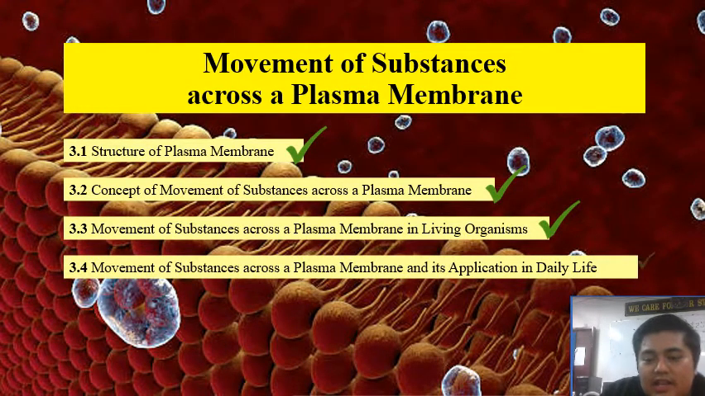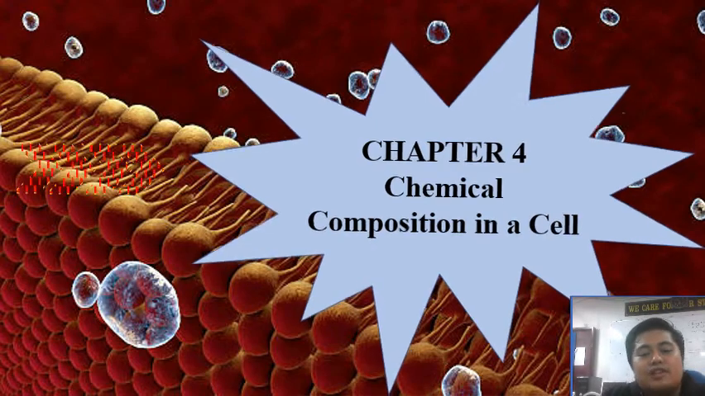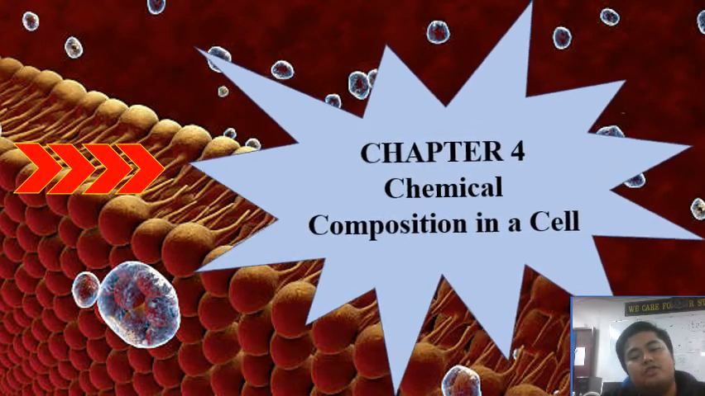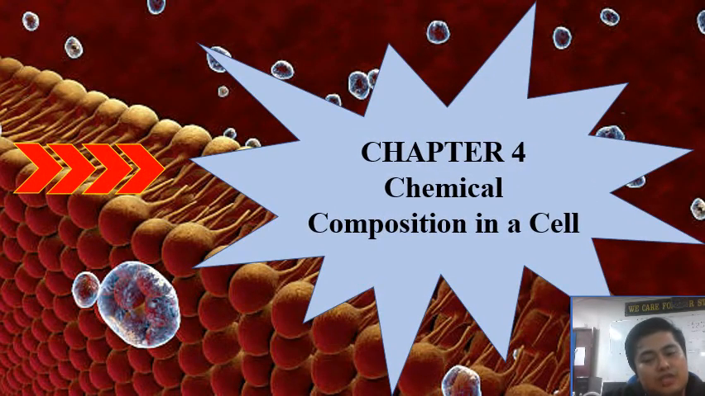So dengan ini kita dah tamat subtopik 3.4 which is movement of substances across a plasma membrane and its application in daily life. So untuk next subtopik kita akan tengok chapter 4 which is chemical composition in a cell. Tapi sebelum tu kita akan ada buat kita punya topical test macam chapter 2 hari tu.